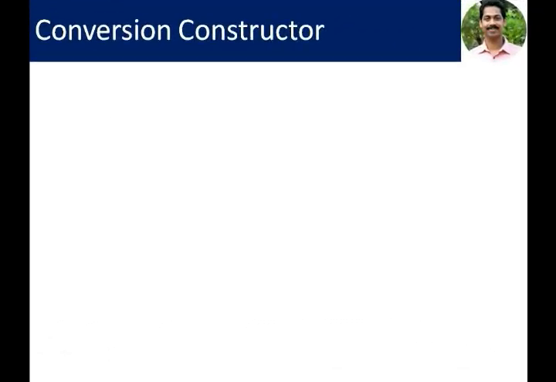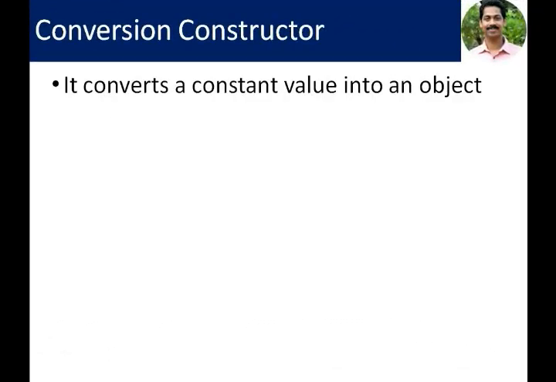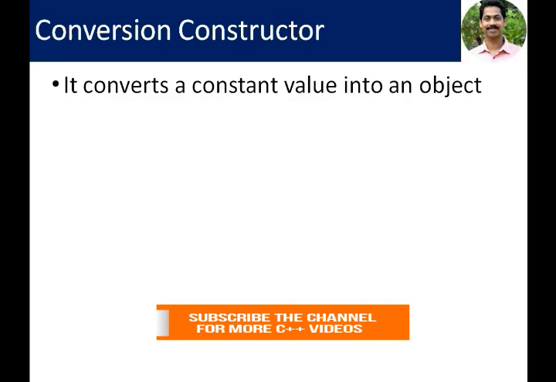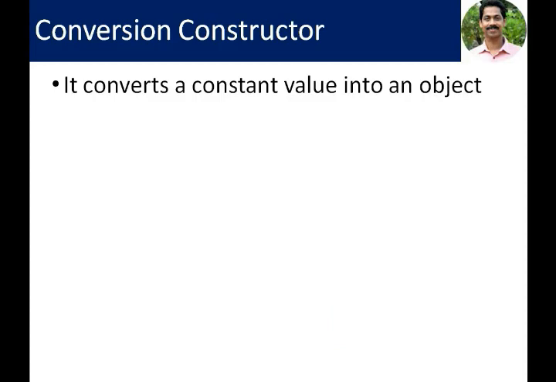The next one is a conversion constructor. It converts a constant value into an object. In C and C++, many kinds of conversion methods are possible. An integer can be converted into float. A float can be converted into double. And any small value can be converted into a larger data type with some limitations and rules. A float can be converted into integer. Here also some limitations are there. So different conversions are allowed in C and C++.